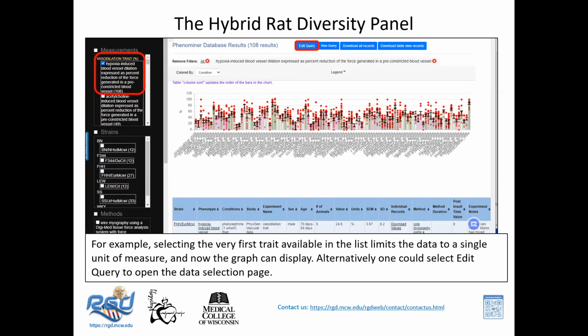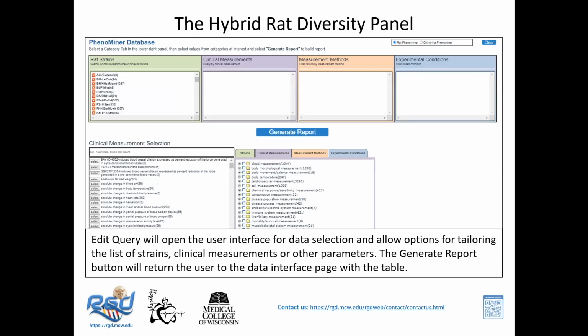Alternatively, you could pick the Edit Query button, which is at the top of the page. The Edit Query button will return you to the data selection page for PhenoMiner. From here, you can completely tailor the list of strains, clinical measurements, and any other parameters. The Generate Report button will return the user to the data interface page with the table.